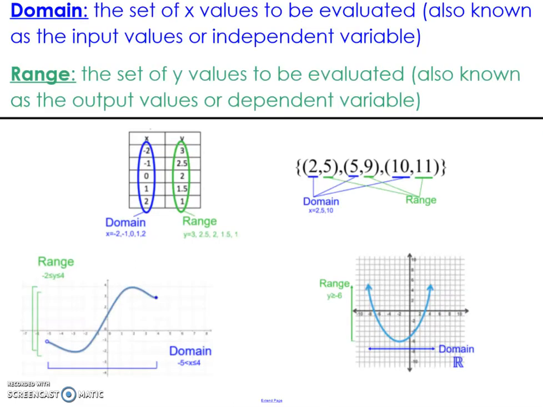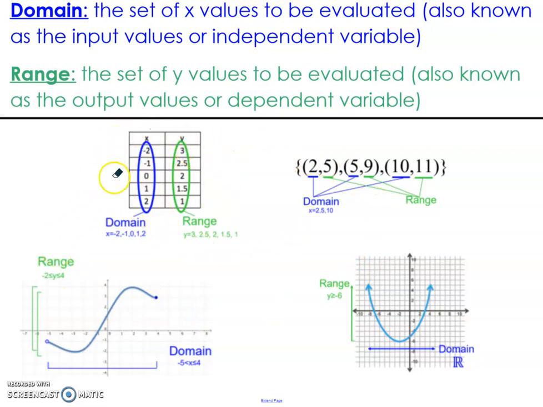First, we want to be familiar with some vocabulary. So the first thing we want to make sure that we know is what domain is, and domain is the set of x values to be evaluated, and this is also known as the input values or independent variable. Range is the set of y values to be evaluated, and that's also known as the output values or dependent variable. So here we can see there's four different representations of domain and range.